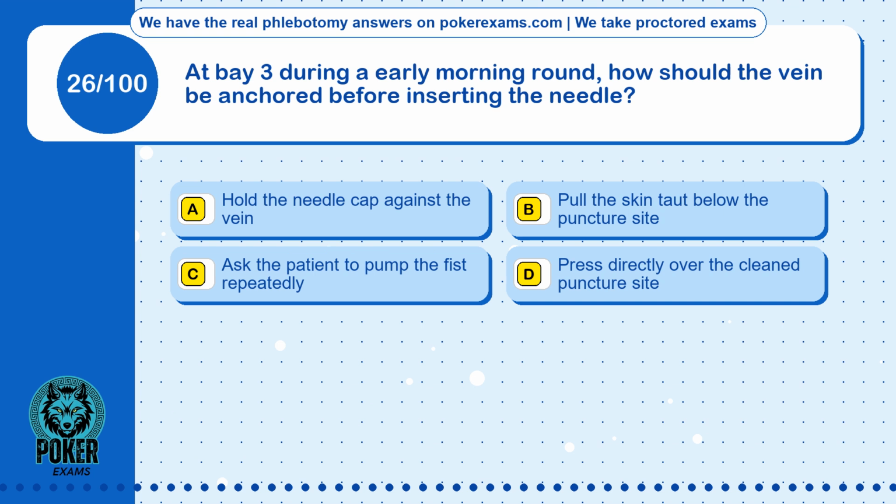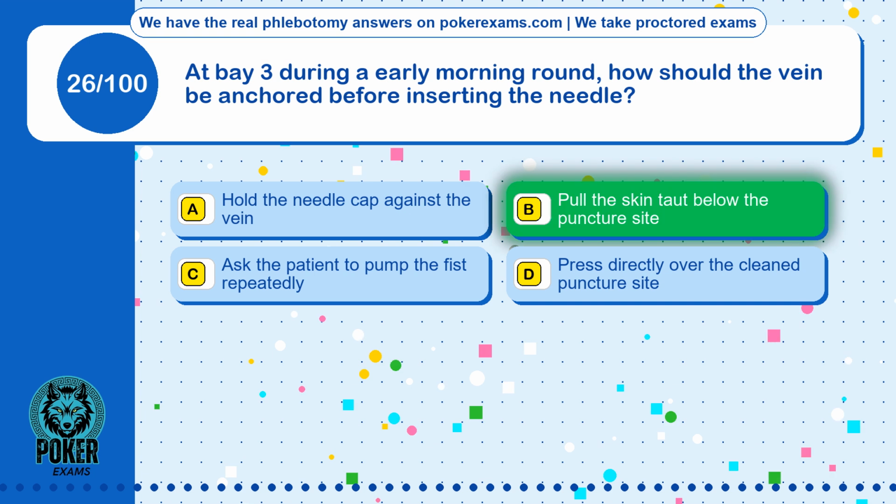Question 26. At Bay 3 during an early morning round, how should the vein be anchored before inserting the needle? Option A, hold the needle cap against the vein. Option B, pull the skin taut below the puncture site. Option C, ask the patient to pump the fist repeatedly. Option D, press directly over the cleaned puncture site.